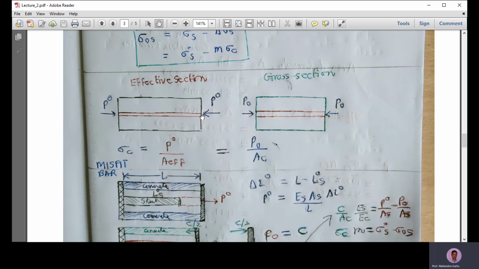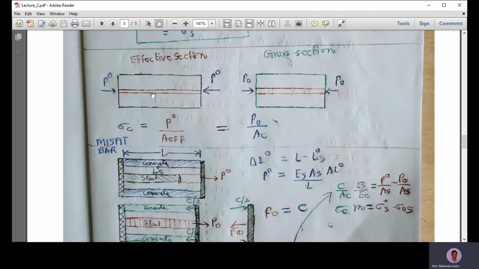And what will happen? This bar will try to shrink in length, and it will reach this final length, and the final force will be P subscript O. So if you do the analysis here, when you are looking into the hydraulic jack force, we will be analyzing the effective section properties.